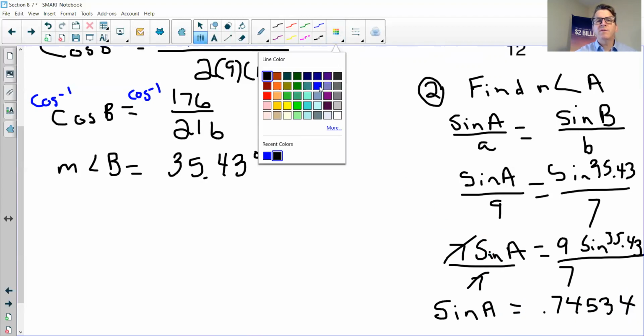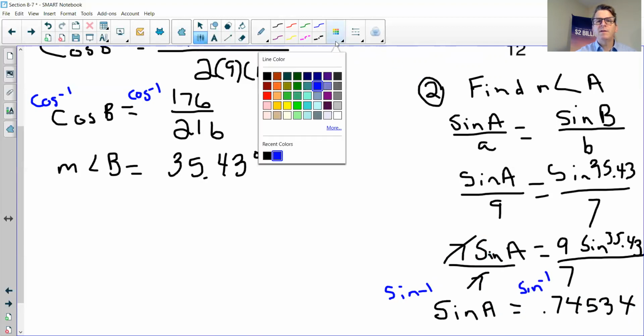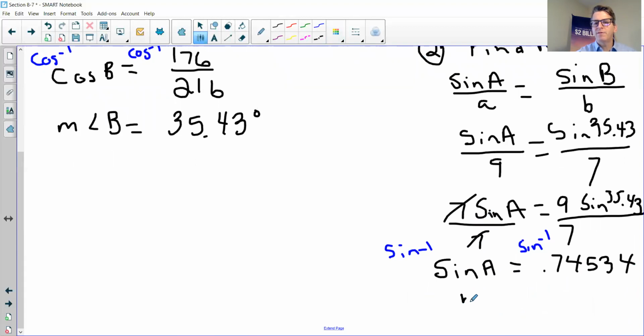Then we're going to take the inverse of the sine on both sides, and that will give us our angle. A is 48.19 degrees. So the measure of angle A is 48.19 degrees. So now you have angle A.